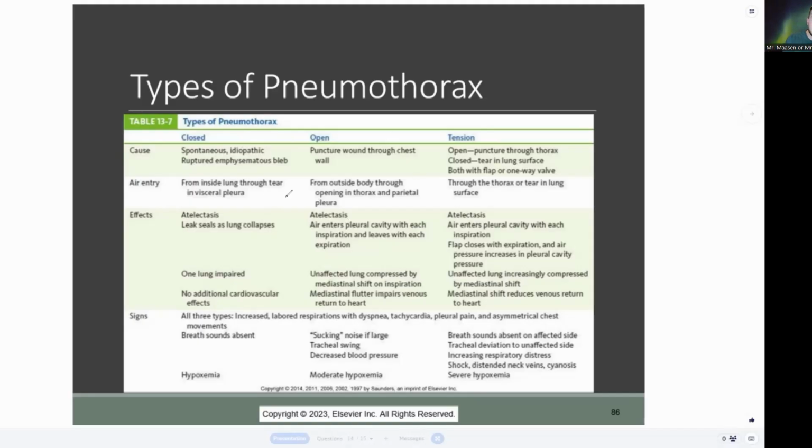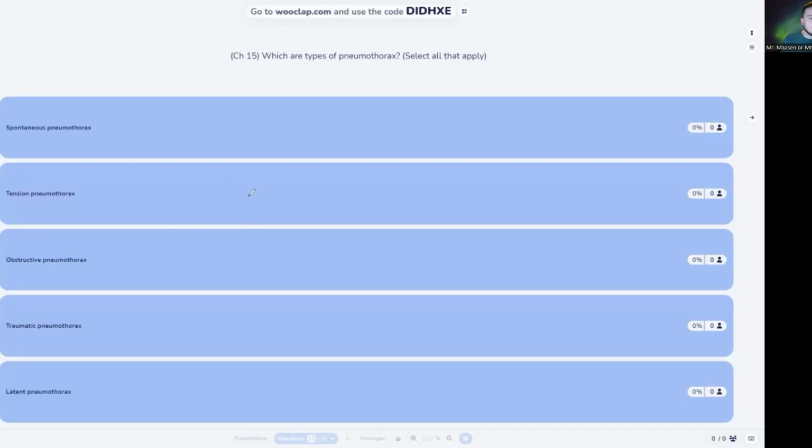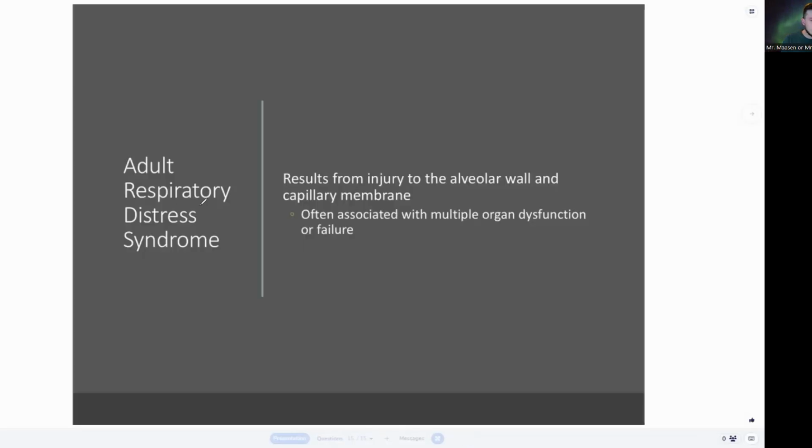All of these people with a pneumothorax are going to need a chest tube to help correct the negative pressure issue and get the lung back inflated, basically. And then tension can be open or closed, but it's usually like a tear, or tension is usually going to be more related with other medical conditions. So just know what a pneumothorax is. Actually, ignore this question for now. I'm not going to do this question.